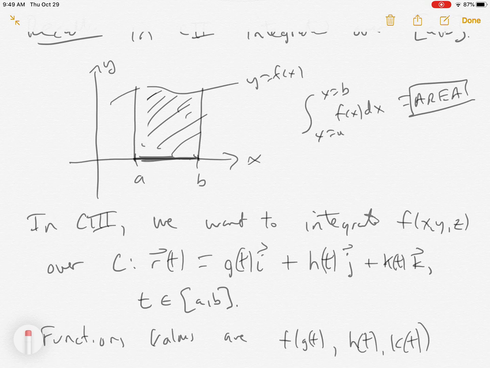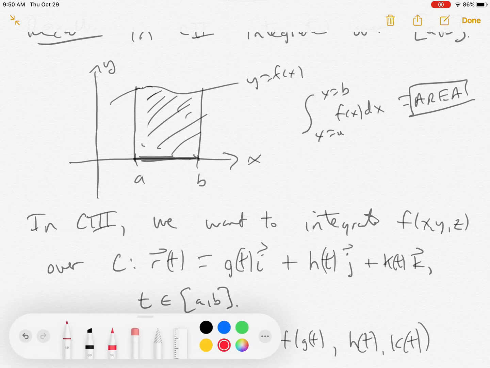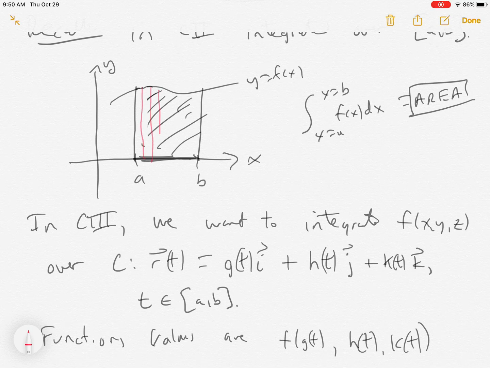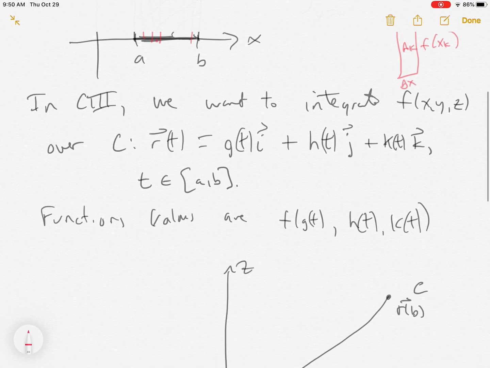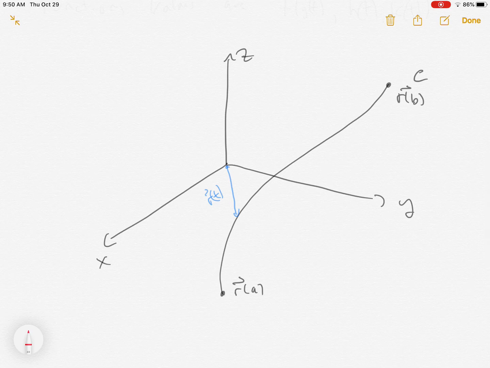This guy we split up into strips. And each strip has width delta x and height f of x_k for some point along. So it would be some point along there, and this gives us a little area strip, A sub k, and then we add all those up and that gives us the integral, right? We're going to do the exact same thing, but only now we're going to work with a curve, and instead of having a little delta x_k, we're going to have a little delta s_k, where s is the arc length parameter.